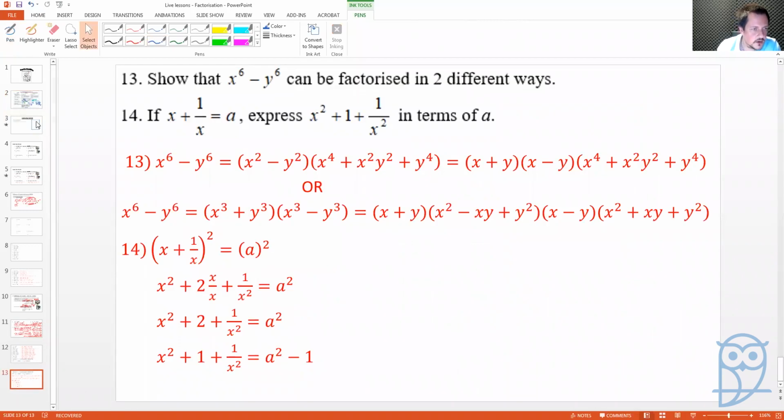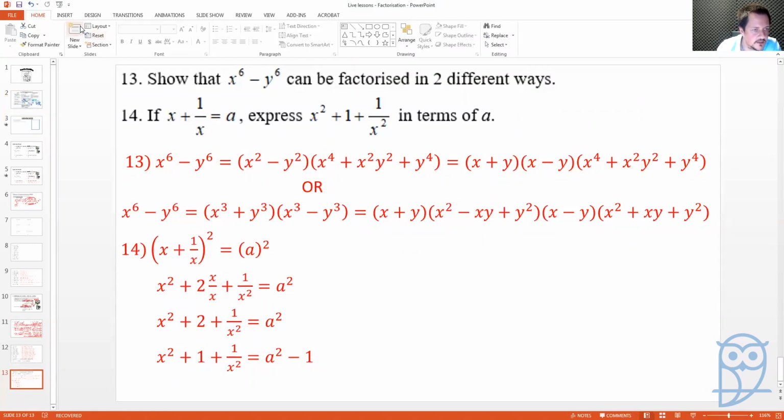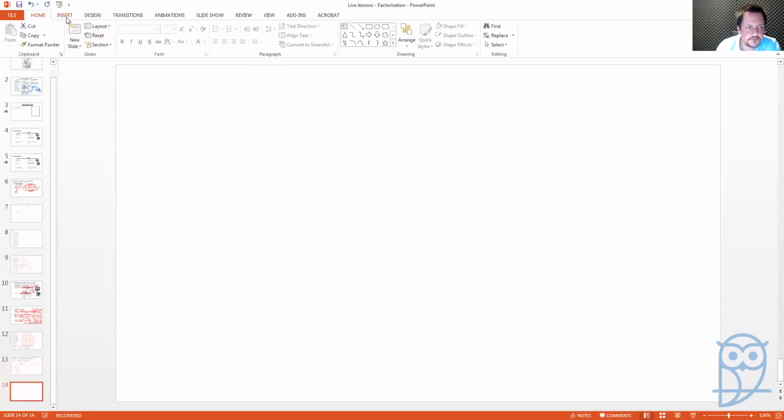So I'm going to go to a new slide. And I'm going to show you 4 different quadratics and how literally just the signs change how the factorization is going to happen.